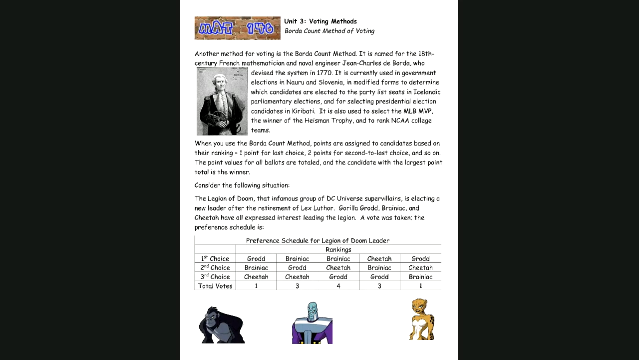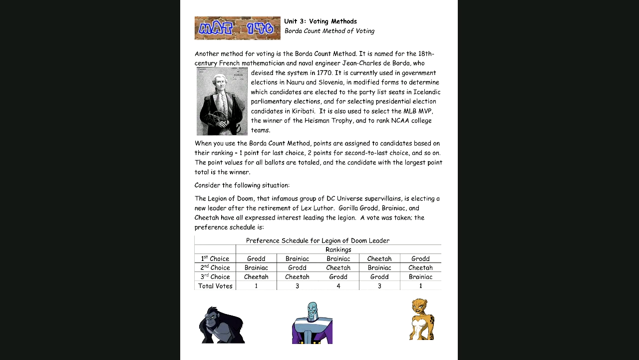So they're electing a new leader after the retirement of Lex Luthor. Lex Luthor was the head of the Legion of Doom. He's going to retire, and now they need to elect a new leader. Gorilla Grodd, Brainiac, and the Cheetah have all expressed interest in leading the Legion. A vote was taken. The preference schedule is, and here I have the preference schedule.